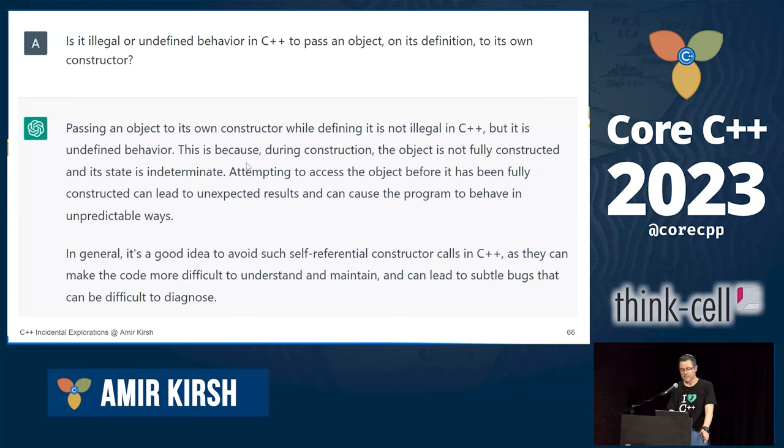But let's continue. This is because during construction, the object is not fully constructed, that's correct, and its state is indeterminate. Attempting to access the object before it has been fully constructed can lead to unexpected results, etc. In general, it is a good idea to avoid such a self-referential constructor. The idea is that you get here something where the advice is nice, but the information is wrong. You can do that. It is legal. We saw that. So I would tell you, yeah, use ChatGPT, but with a grain of salt. Think for yourself, check things.